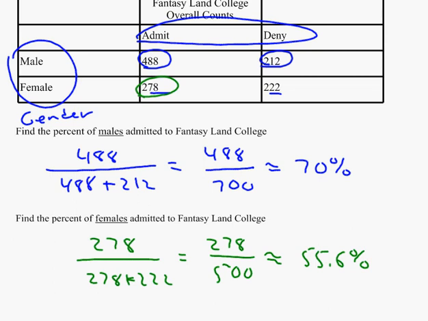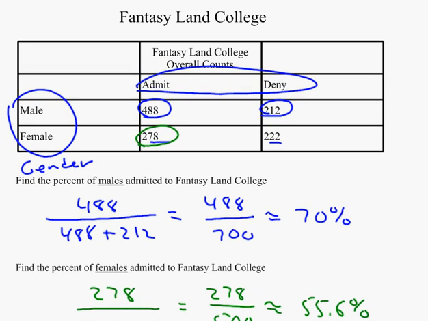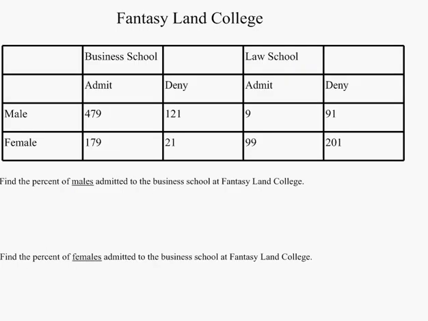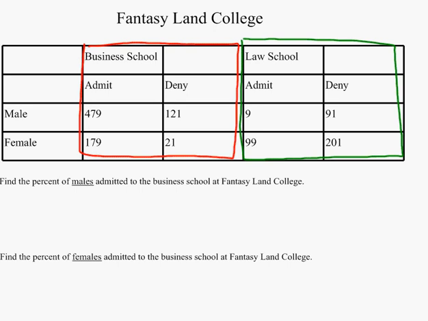But it turns out I know something about Fantasyland College. It's actually comprised of two separate schools. You can go to Fantasyland College to learn about business or about law. And what I also have for you is some more information. What you see here are the admission and denial counts for the business school that's part of Fantasyland College, and then also the admission and denial counts for the law school, which is part of Fantasyland College.